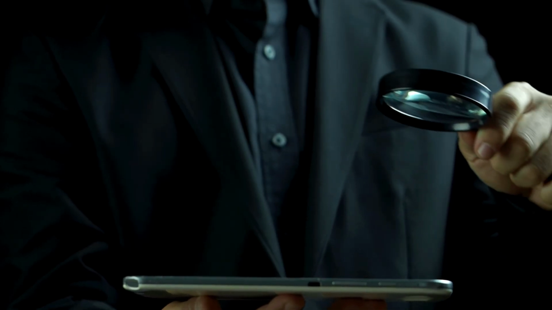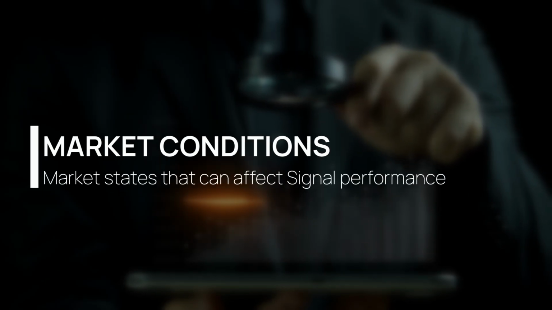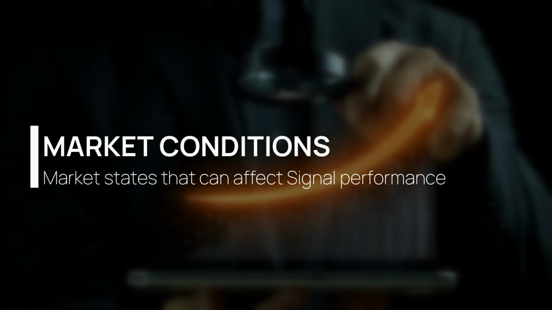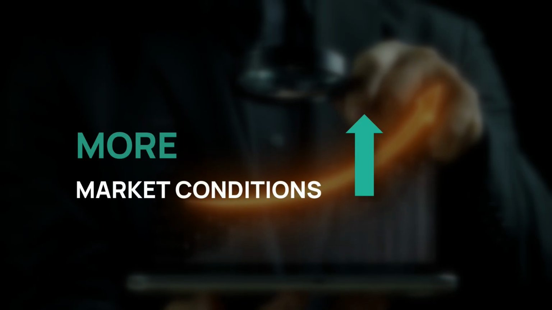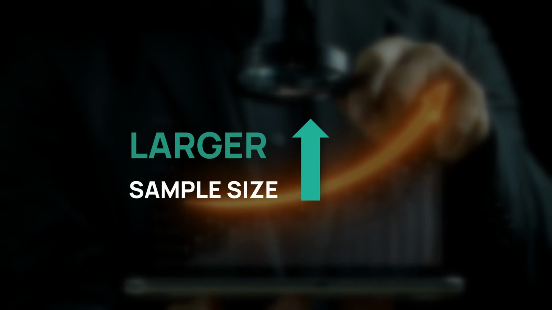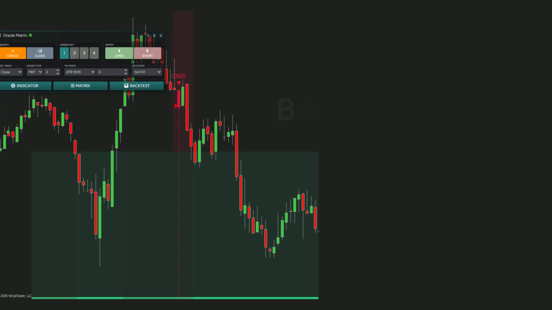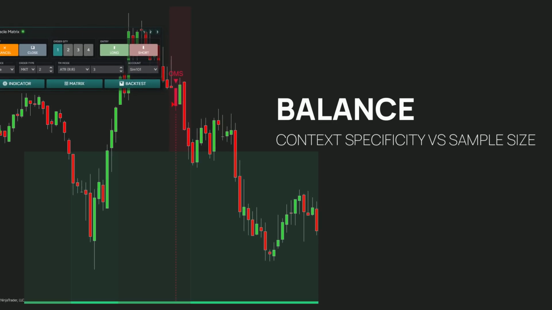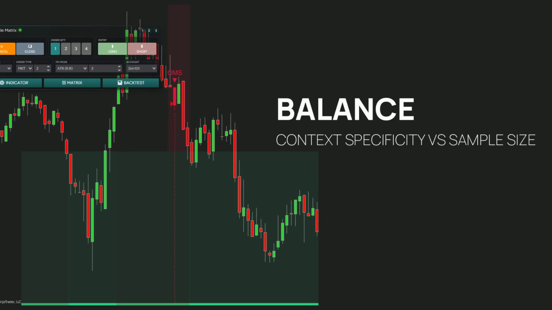A context is a combination of different market conditions at a specific moment, forming a market environment that can affect signal performance. Using more market conditions creates a more detailed context, but reduces the sample size. Using fewer conditions gives more samples, but the context becomes less precise. The key is to balance context, specificity, and sample size to maintain a more stable trading edge.